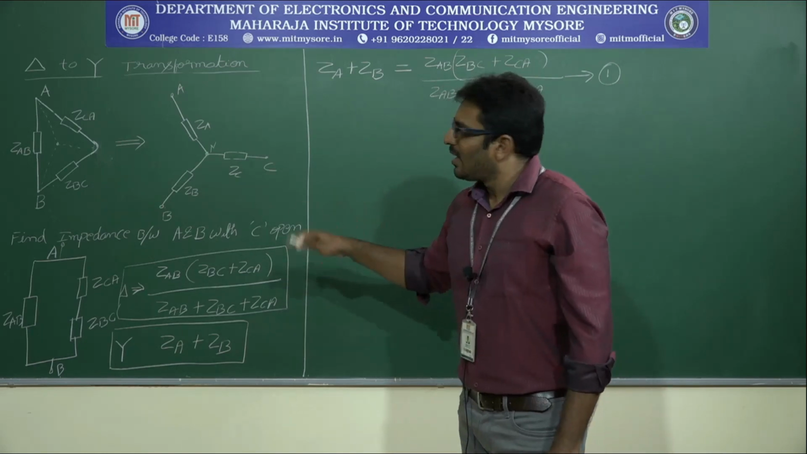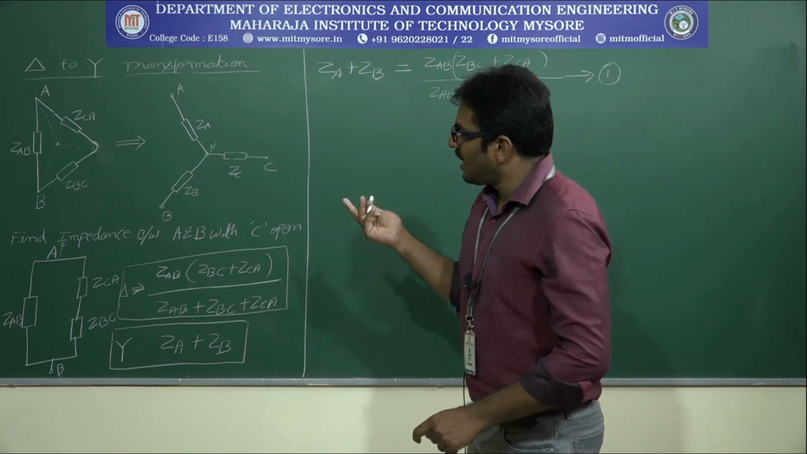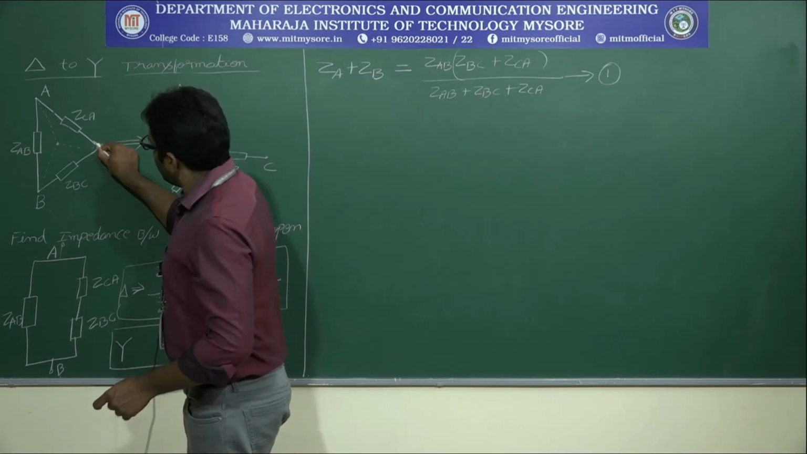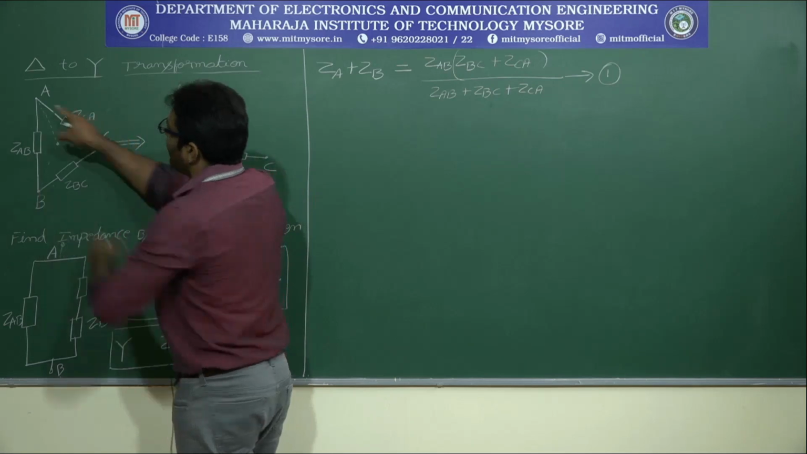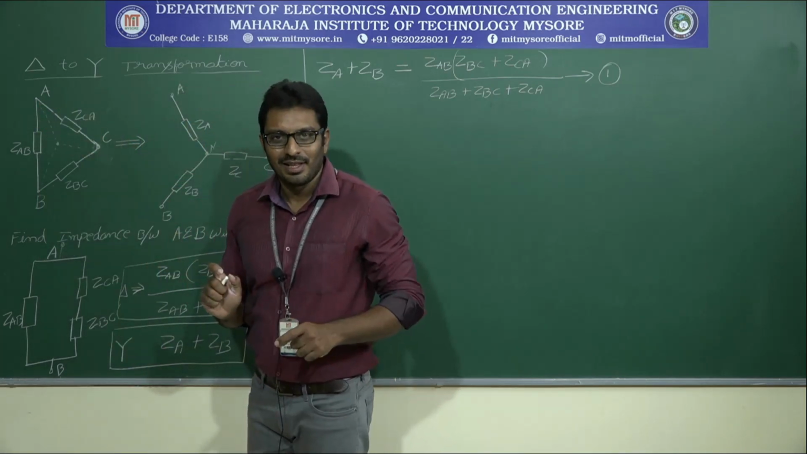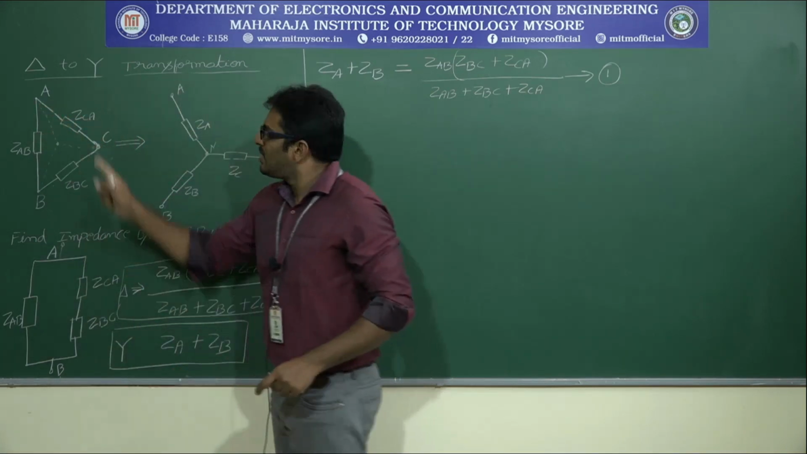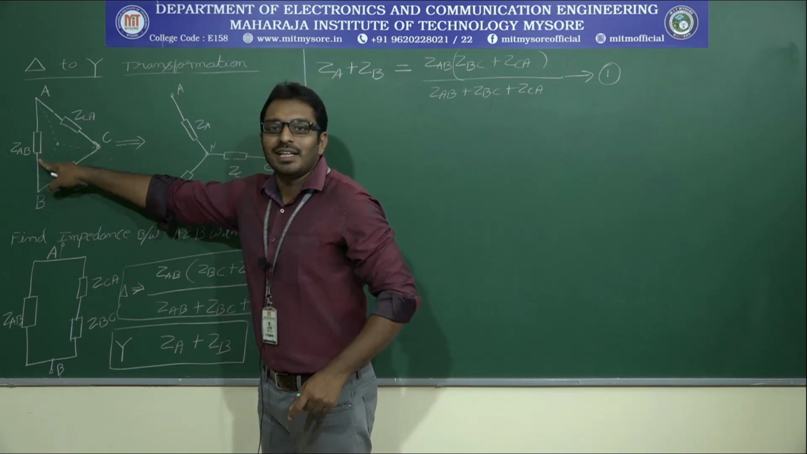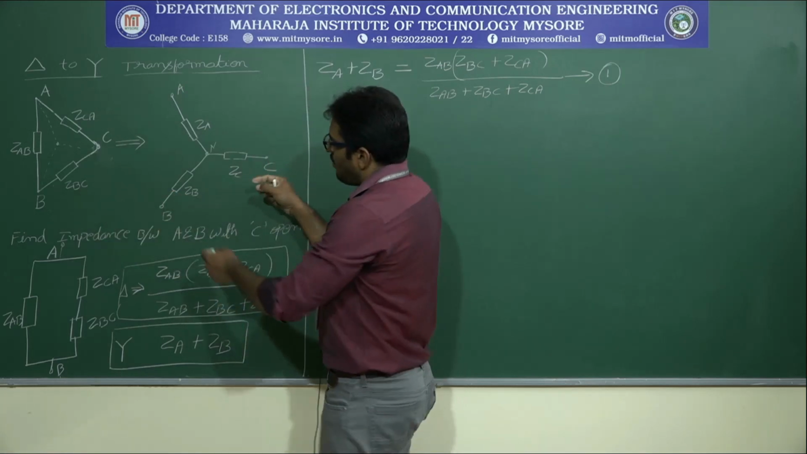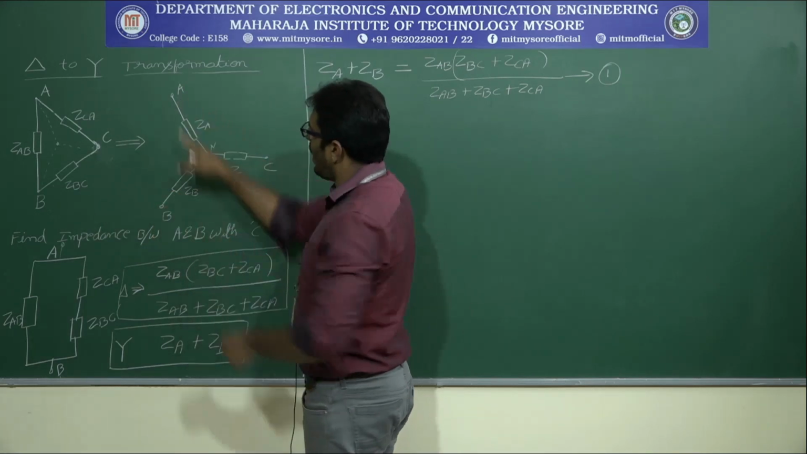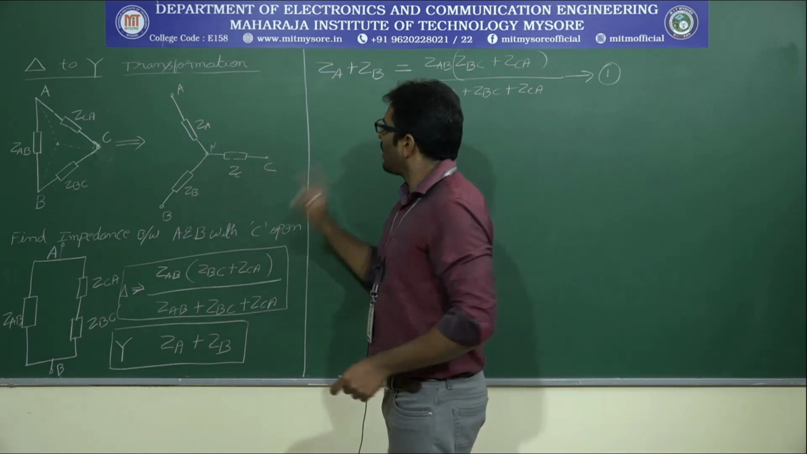Once it is clear, the remaining two steps are the same. Is it clear? Similarly, what is the next step? Now let me mark C in the same place. Now measure the impedance between B and C with A open, which means ZB and ZC are connected in series, and that is in parallel with ZBC. Let me write directly.